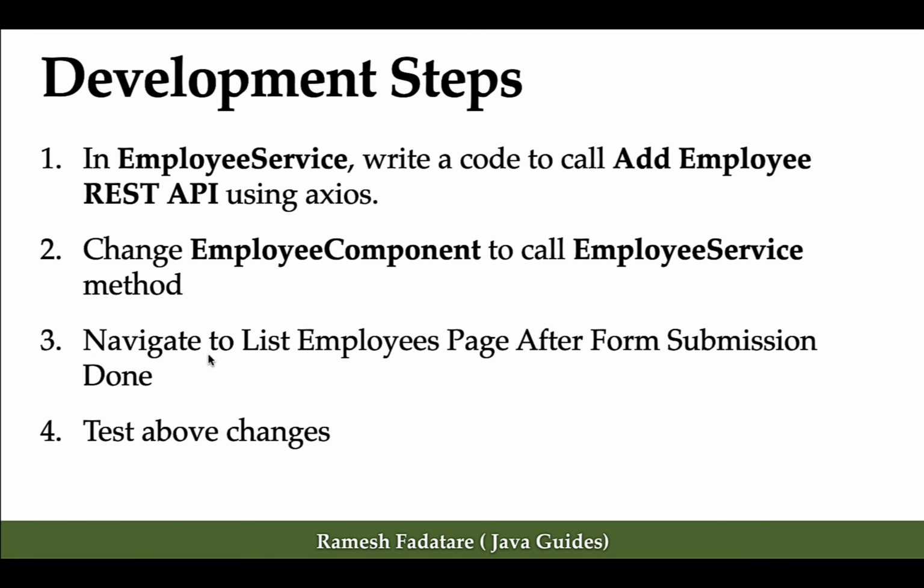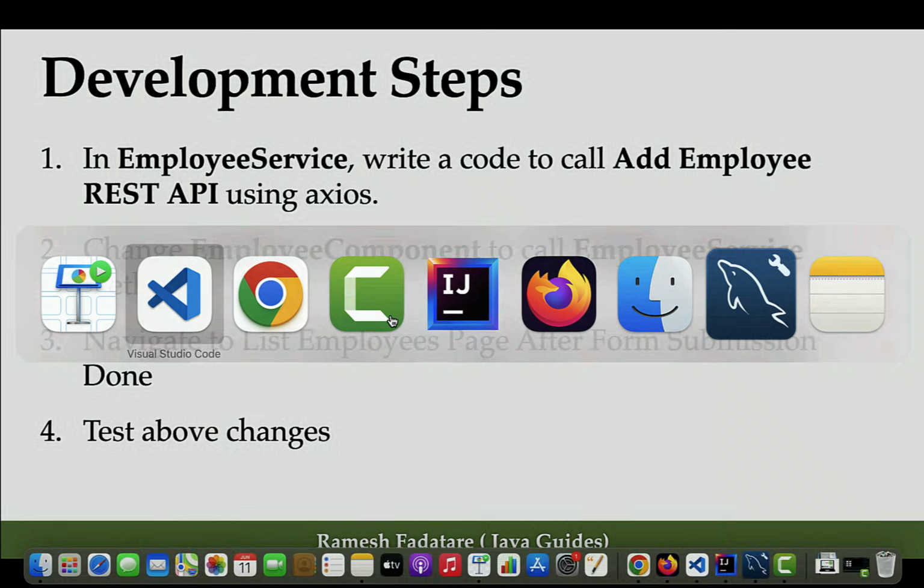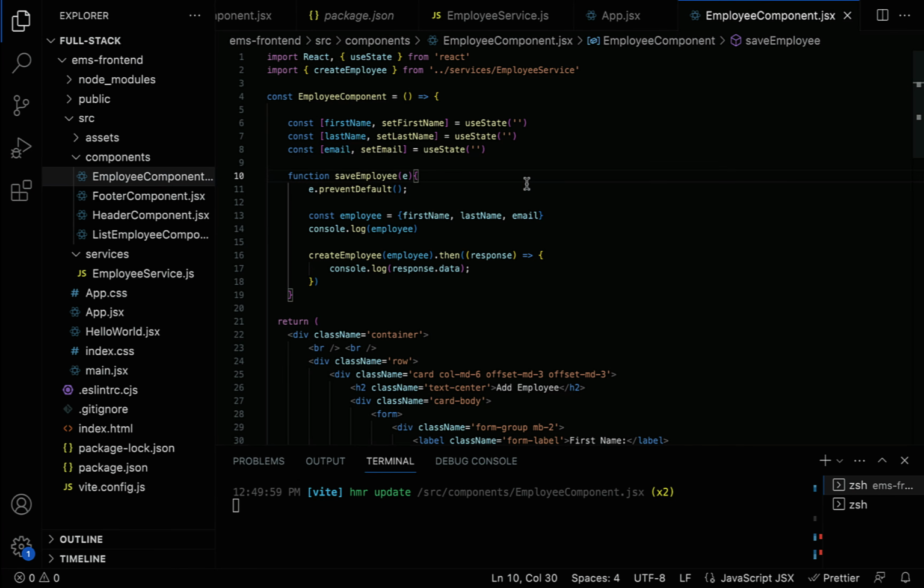Next step is navigate to list employees page after form submission is done. Well, whenever user submits add employee form, then user has to navigate to the list of employees page, isn't it? So let us write the logic to navigate user to list employees page after form submission is done. So let us go to our project again. So in order to navigate user from one page to another page, we can use navigate hook.